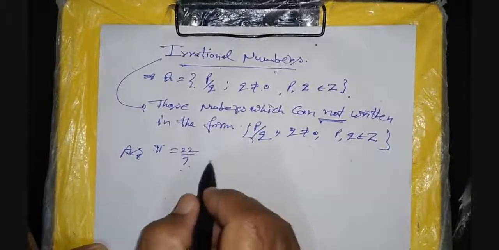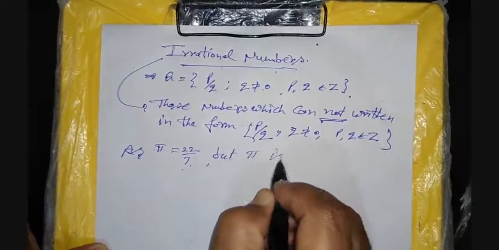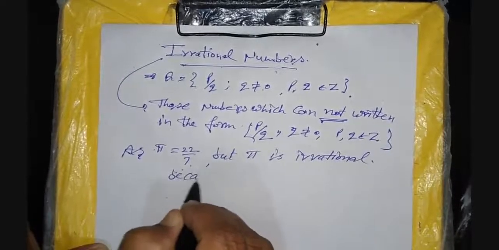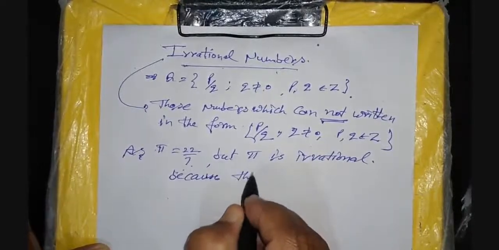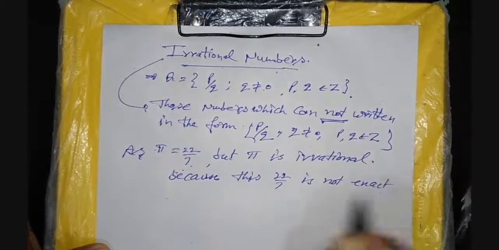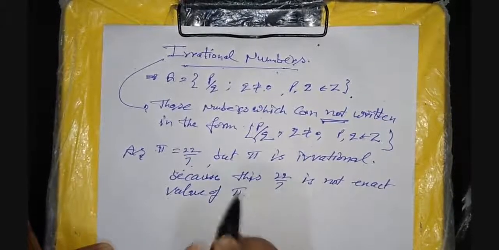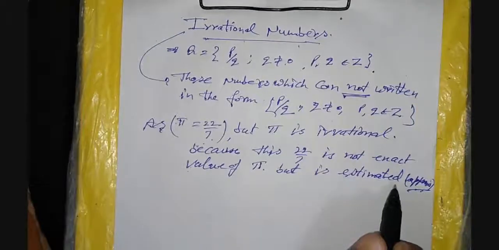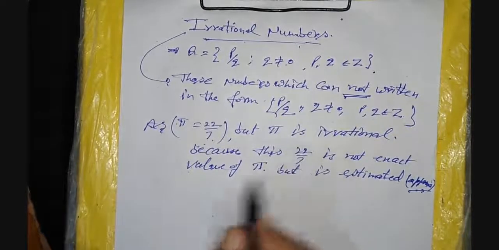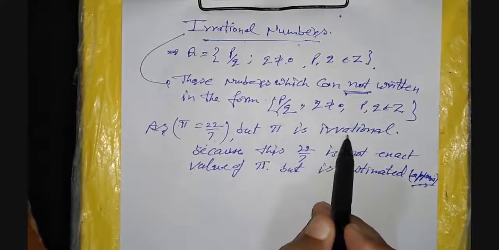Because pi is irrational. 22 by 7 is not the exact value of pi. It is just an estimated or approximate value. So irrational numbers are those numbers which are not rational.